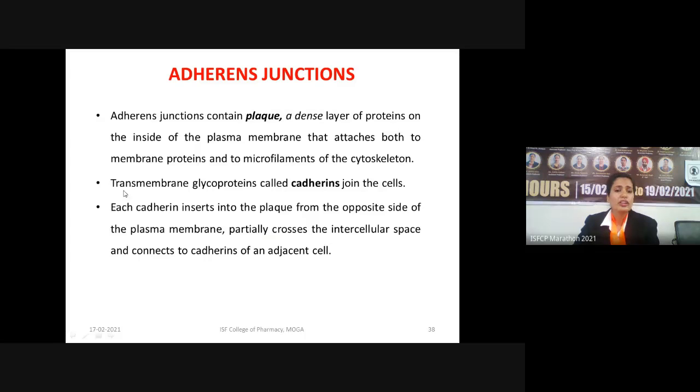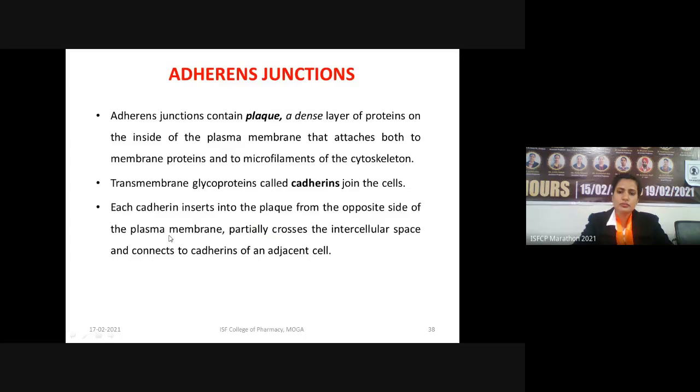The transmembrane glycoproteins here are known as the cadherins, which join the cells. Each cadherin inserts into the plaque from the opposite side of the plasma membrane. So, suppose this is one cell and this is another cell. In the center, there is a layer of proteins known as plaque. From these plaques attach the cytoskeleton and microfilaments to these membrane proteins, and there are other transmembrane glycoproteins known as cadherins. Between these two membranes, cadherins are present, and these cadherin molecules help to join the cells with one another.